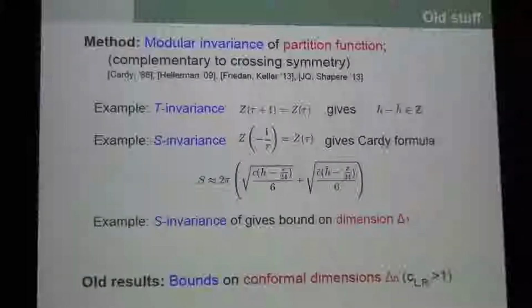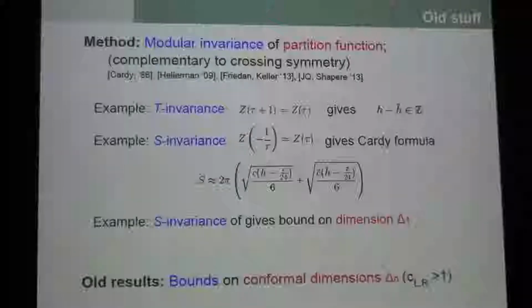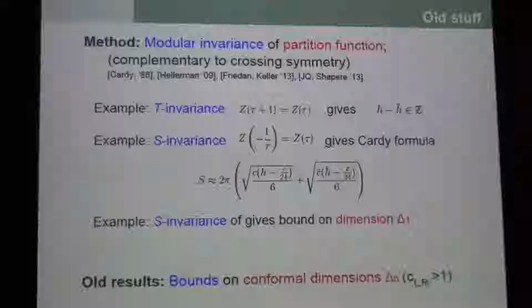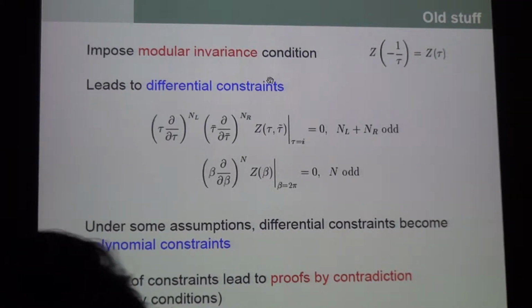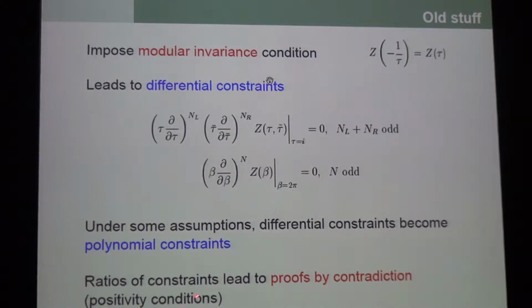So, inspired by that, we started to look at larger conformal dimensions. And in terms of the old results, things that I might reference, we found bounds on conformal dimensions delta n. Right? You pick an n, and I give you a bound on that conformal dimension. And all you would need to know about the how of that process was that we turned this modular invariance condition, invariance under the S transformation, into differential constraints on the partition function. Right? Taking successive derivatives of the partition function evaluated at the self-dual inverse temperature beta equals 2 pi.